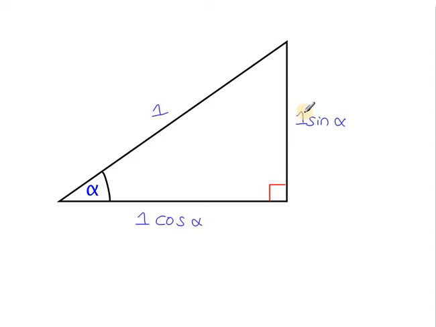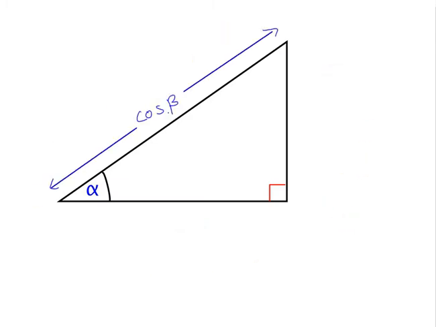The 1's are not doing anything. The hypotenuse was of size 1, so I can remove the 1 from here and here and simplify to just cos alpha and sine alpha, and this is quite useful for what we're going to do next. Now this might look a bit odd, but let's assume that the hypotenuse here is of length cos beta. So then the adjacent side will be cos beta times cos alpha. It's just the hypotenuse times cos alpha, which is this. The opposite side will be the hypotenuse times sine alpha, which is this.